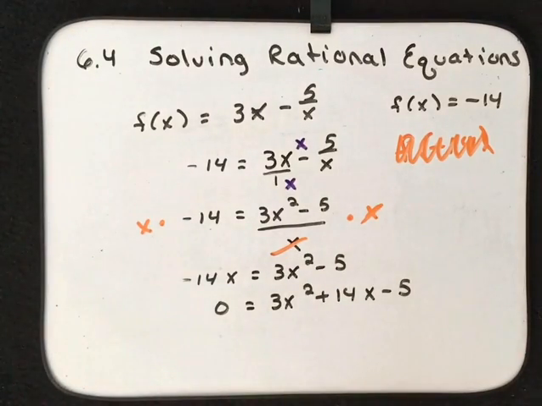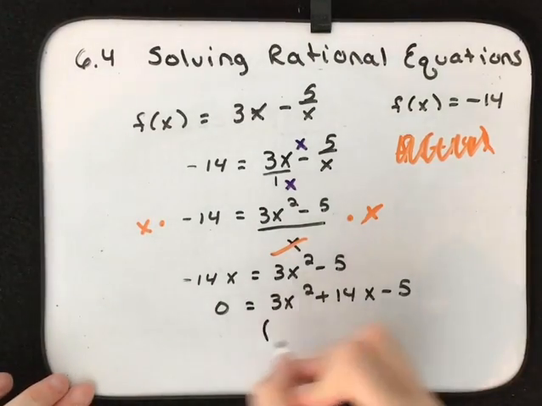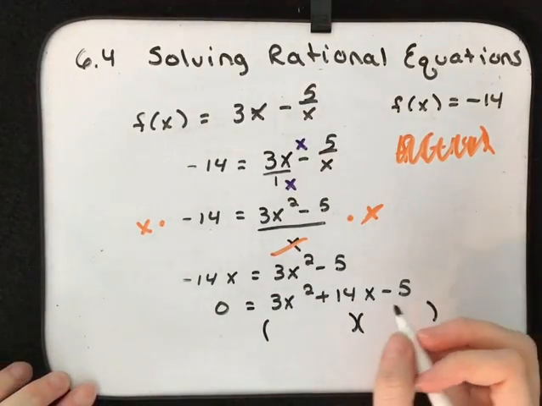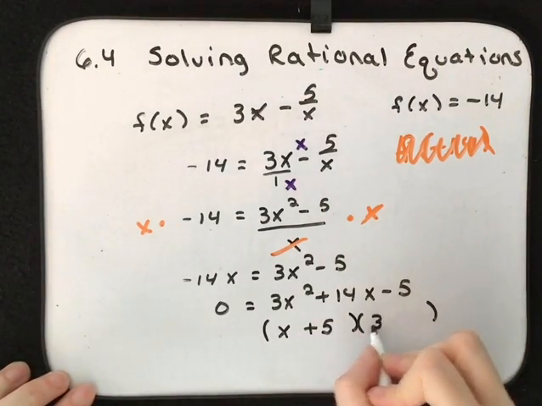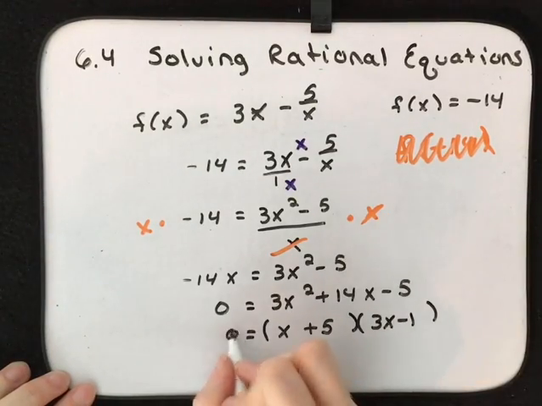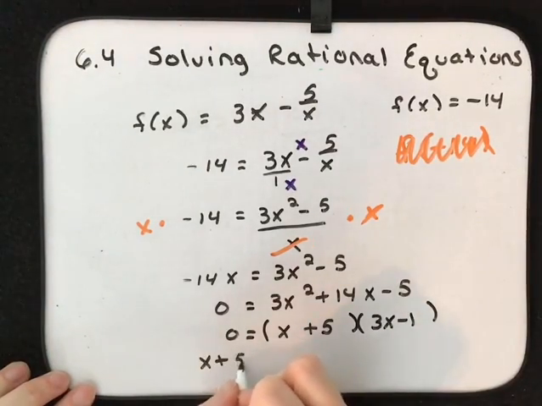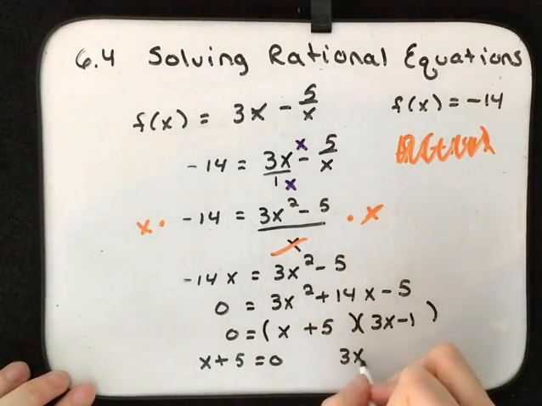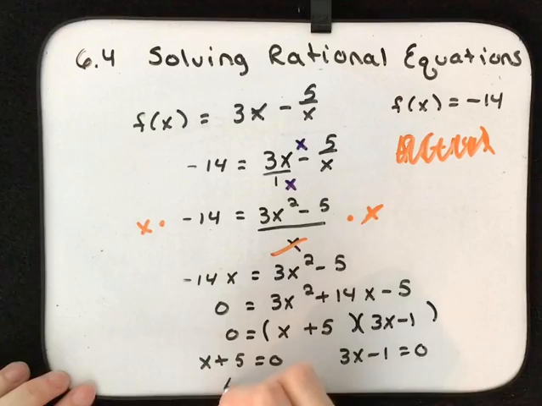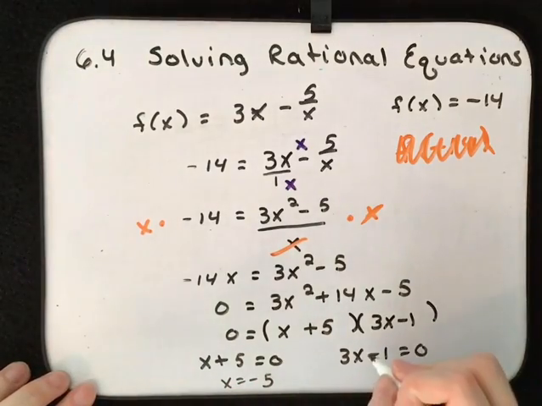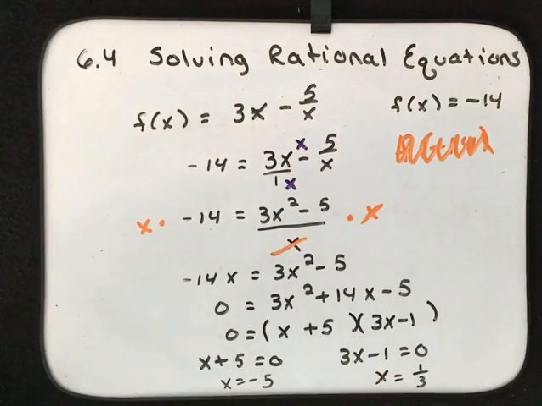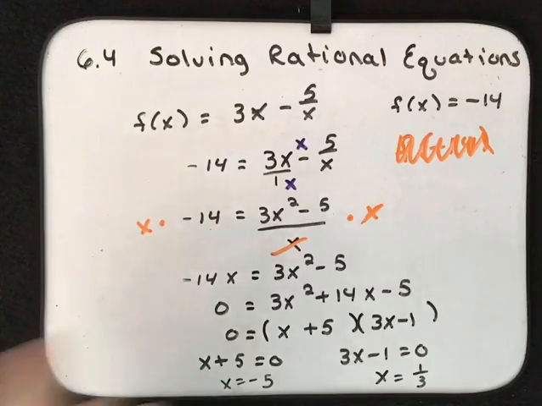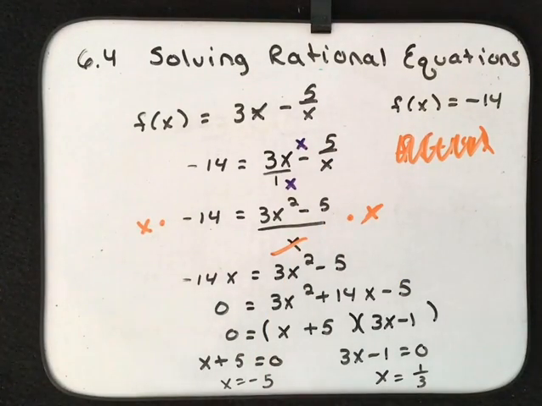And now we need to factor. You can use your AC method or your guess and check, any method that you would like. This will factor to x plus 5 and 3x minus 1. So x plus 5 equals 0 and 3x minus 1 equals 0. So here we're left with x equals negative 5. Here if we add the 1 and divide by 3, we'll be left with x equals 1/3. So let's look back at our original. We had just an x in the denominator in the original, so negative 5 and positive 1/3 look like valid solutions.